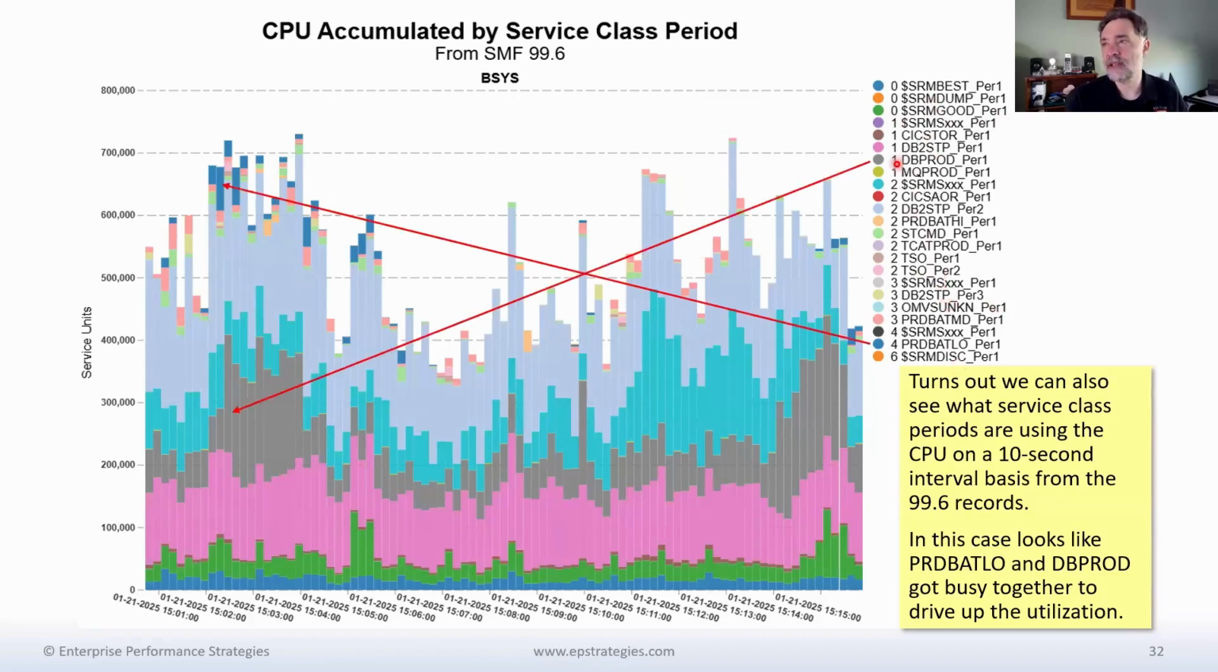And what we can see here is that DB prod and prod bat low seem to be the things that contributed to a difference in that couple of minutes where we're running out MVS busy. So now we have service classes where we could go, oh okay, well my guess is there was something that came in from batch. So batch started up. It was consuming a bit of CPU, but was driving a bunch more into DB2, and hence the reason why we got busy during those couple of minutes.